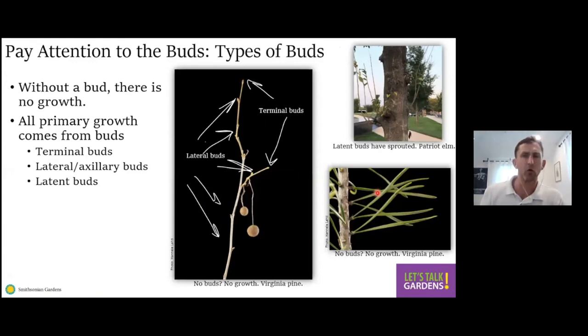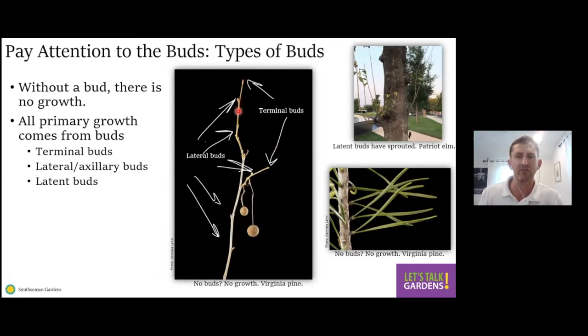So why are buds important? Well, again, if there's no bud, there's no growth. So if you cut off all the buds, you kill that branch, or you may even kill the entire tree. So you'll see buds in three different places that behave very differently. First, you'll see terminal buds out here at the tips of each growing branch. So these buds generally expand outward to provide height and width growth.